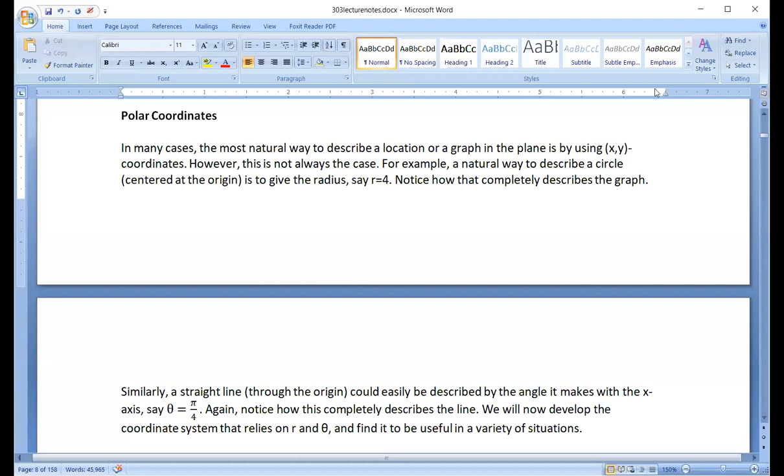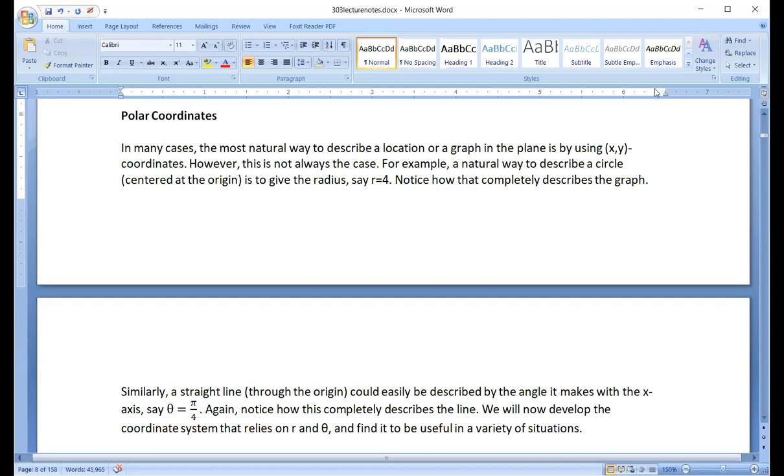In most cases, a natural way to describe the plane is just using XY coordinates, describe a graph using XY coordinates. It's not always true. For example, a natural way to describe a circle, assuming center at the origin, is just to give the radius, say r equals 4. So just write r equals 4 and notice that it completely describes a particular graph, a circle.